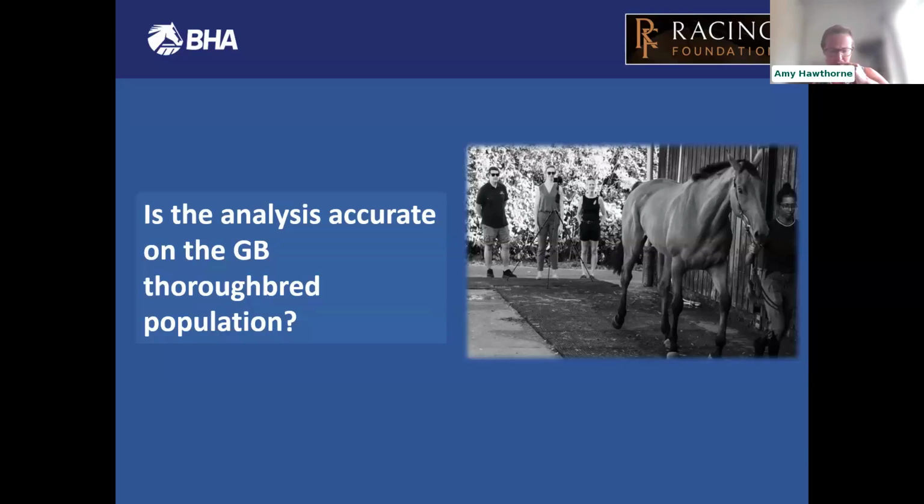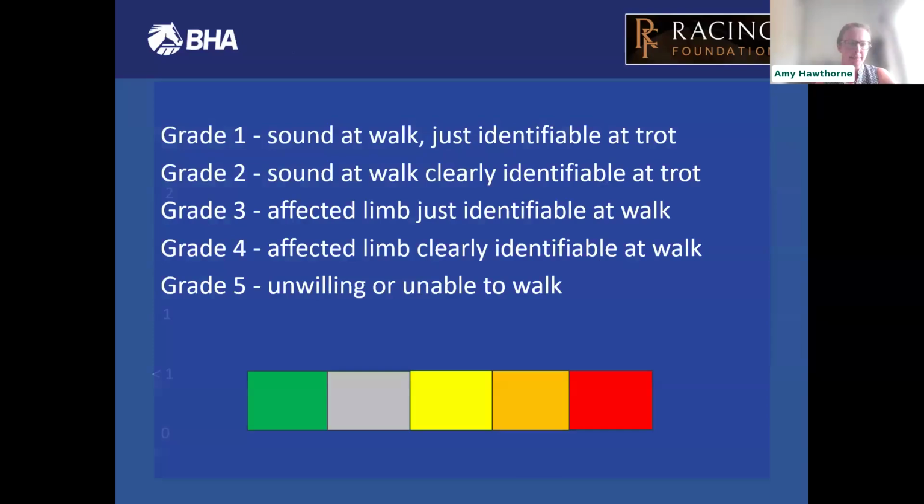I think if I move on, this may go some way to answering some of the questions in the chat. This is the lameness grading system we use in Britain. To give you a rough idea of where we start to ask questions, if a horse is grade 1 out of 5, we record it on our vet system, but we don't tend to ask any other questions. The horse is allowed to run. The trainer is notified that we've identified that grade, but they are allowed to run.